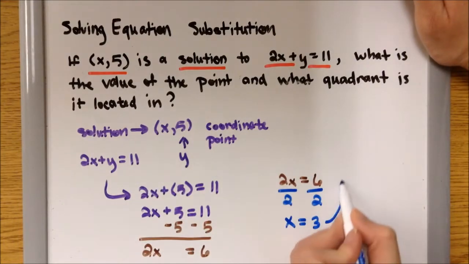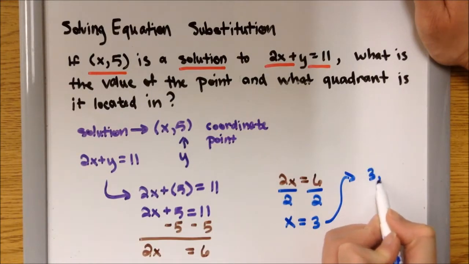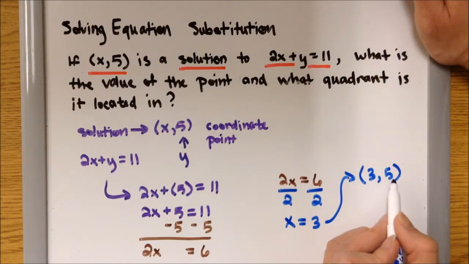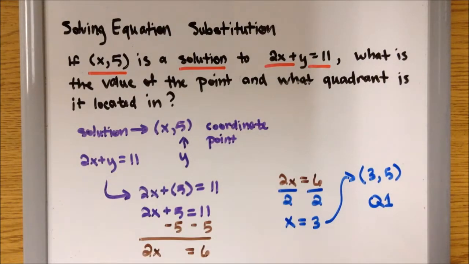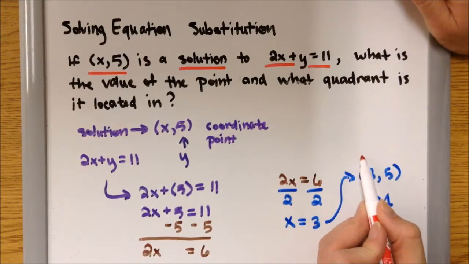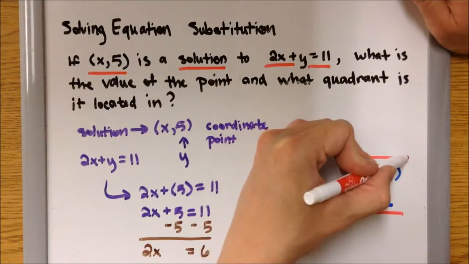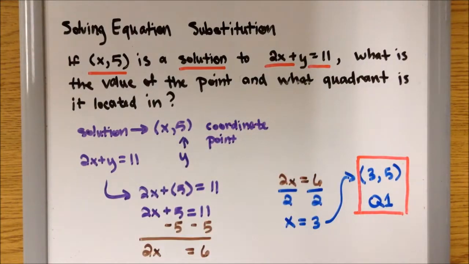It means that our coordinate point will be, instead of (x, 5), (3, 5). Since it's a positive 3 for the x and a positive 5 for the y, it will be in quadrant 1, because that's where the x value is positive and the y value is positive. So the value of our point is (3, 5), and it is in quadrant 1. That is our final solution for this example.